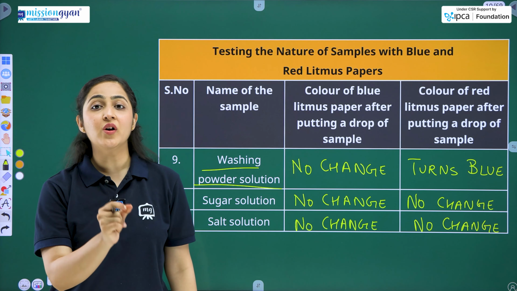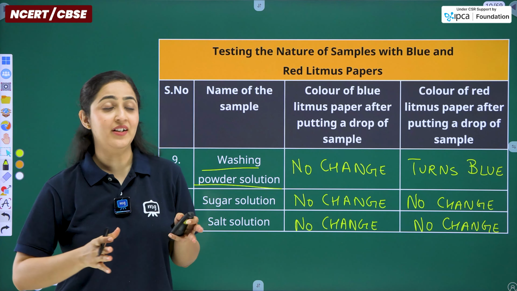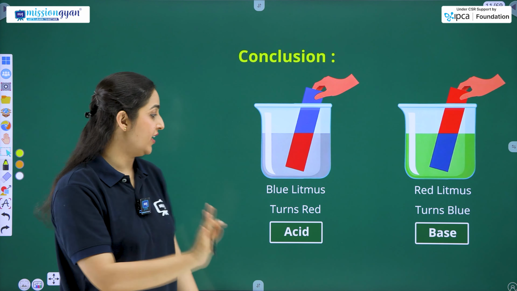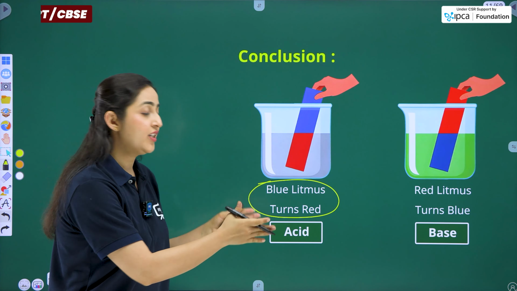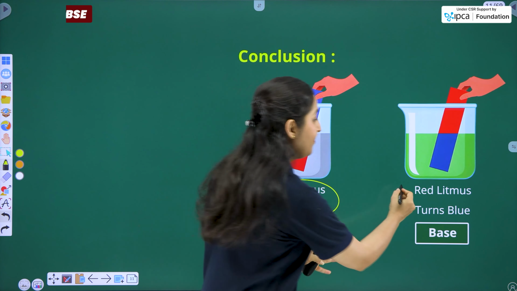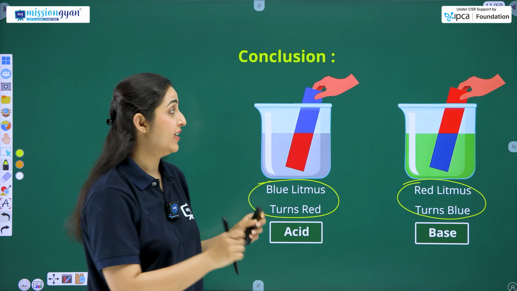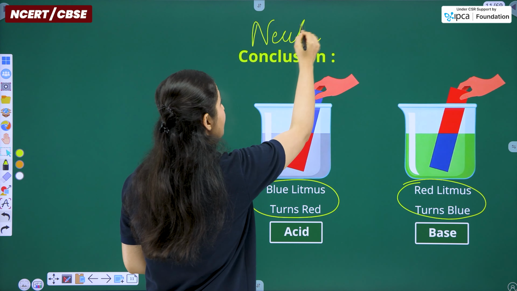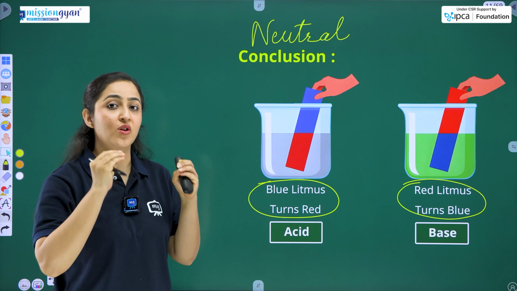Clear, students? So these were our observations because we did that experiment and then we came to know about it. So students, what's the conclusion? The conclusion is that there were some samples which turned blue litmus red, and those are known as acids. Some of them turned red litmus blue, and that's why they are known as bases. Then there were some substances which neither changed the color of blue litmus nor red litmus paper. Okay, so color change was not seen.